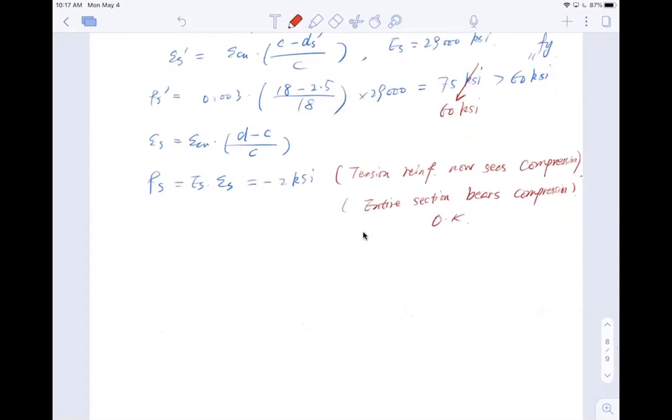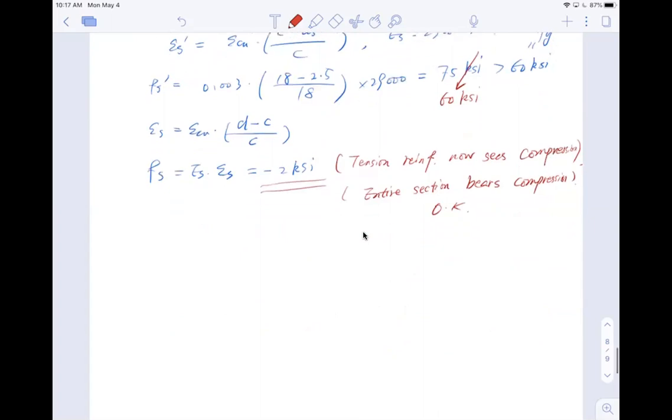Now you may ask in the exam, if this does not see compression, what will happen? If this is not the case, we have to go back and increase c, increasing the compression zone size so the entire section is under compression. But this is the case, so let's proceed. This is the tension, this is the compression.